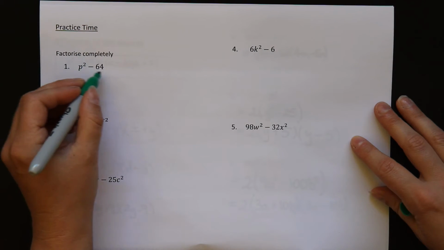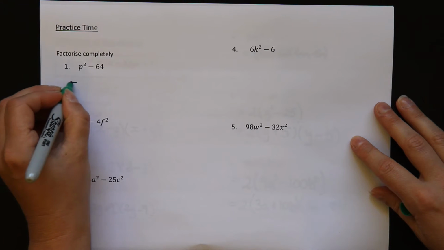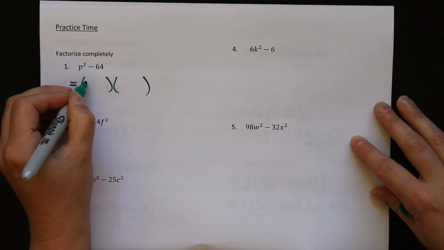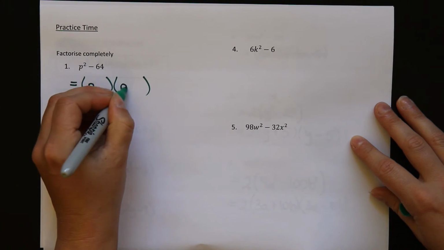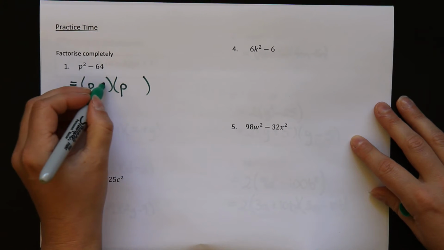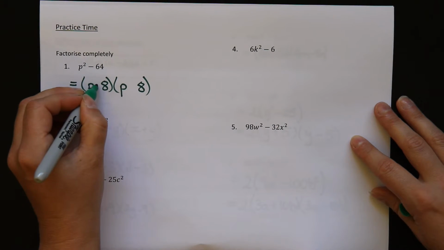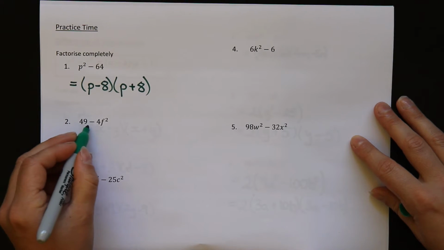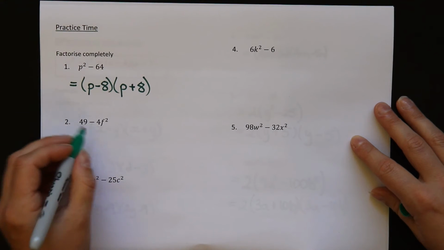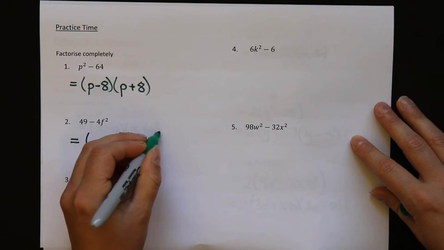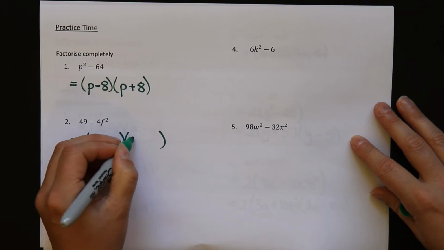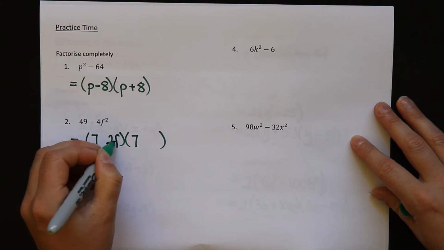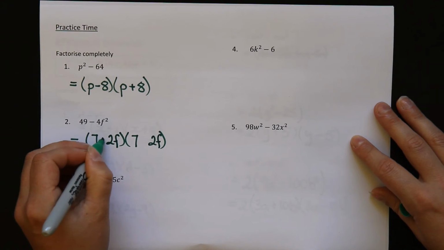So in question 1, factorising by difference of two squares, we have the double brackets. Square root of p squared is p, goes in the front of each bracket. Square root of 64 is 8, one a plus, one a minus. Okay, question 2, 49 minus 4f squared. Okay, I'll put my double brackets down. Square root of 49 is 7. Square root of 4f squared will be 2f. One's a plus, one's a minus.